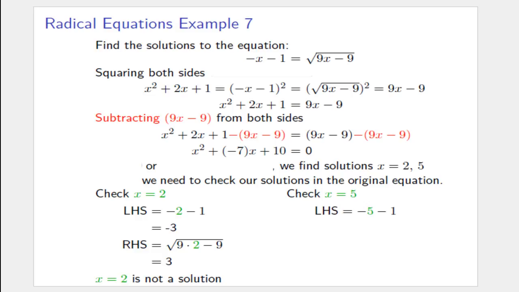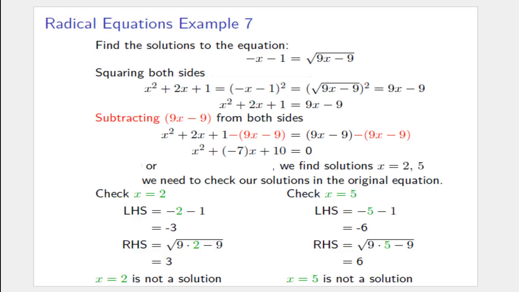With x equals 5, the left-hand side is negative 5 minus 1, which is negative 6. While the right-hand side is the square root of 9 times 5 minus 9, which is the square root of 45 minus 9, which is the square root of 36. This is just 6. Not what we have on the left-hand side. So x equals 5 is not a solution as well.